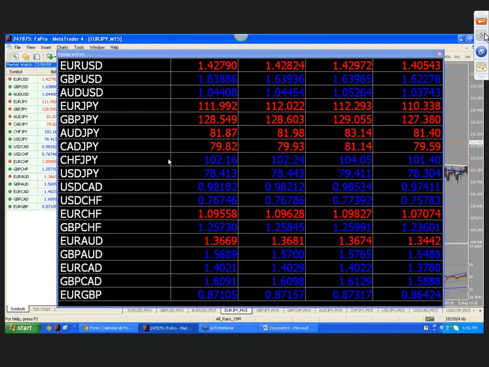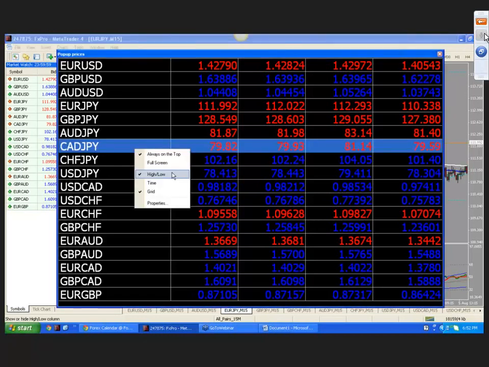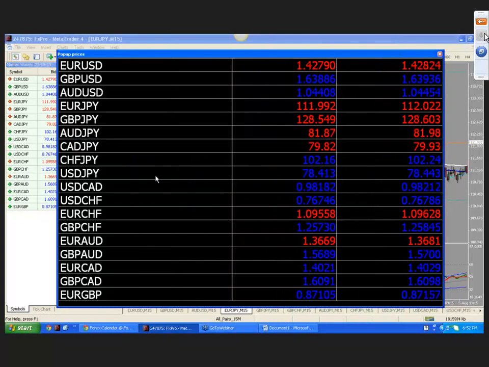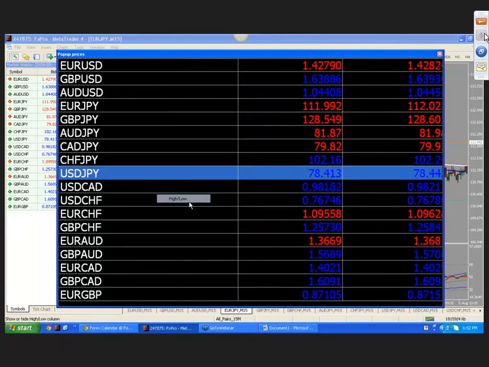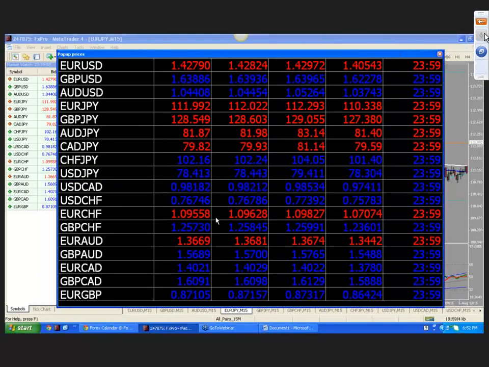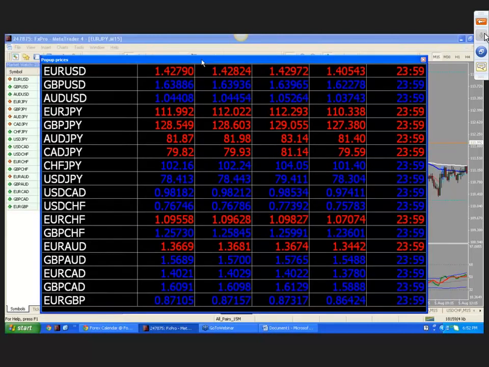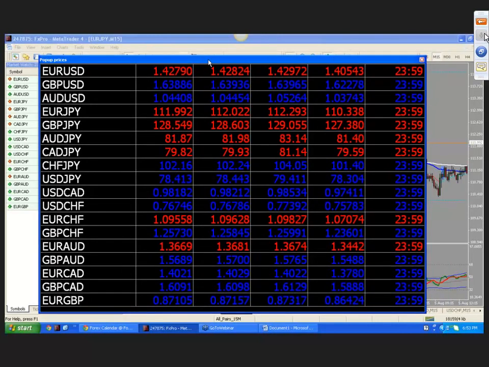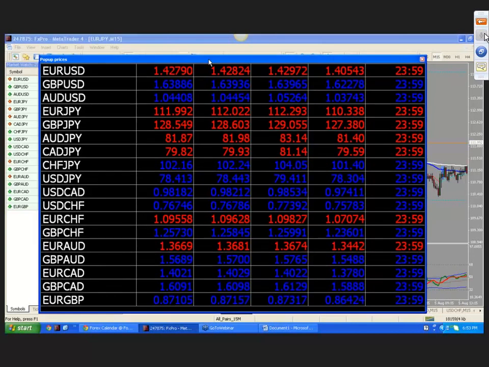Some brokers have every currency cross under the sun. Now you right-click on it, and the most crucial part, if you don't have this checked, you're doing yourself a grave disservice, as Steve says, is to include the high-low. So right-click on this pop-up and say high-low, and I also have time on my other screen. I blow this up and put it on another monitor. I got a little crappy $100 Dell 17-inch on the side that just has this floating all day.